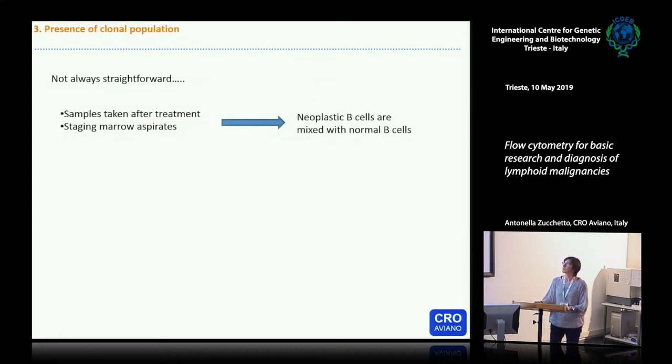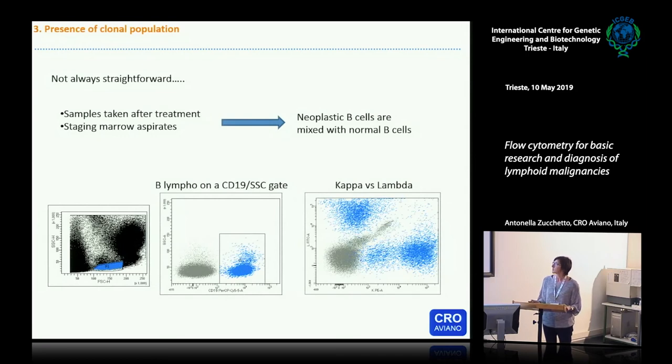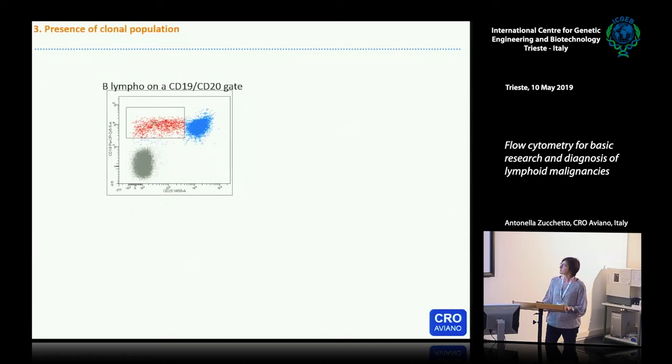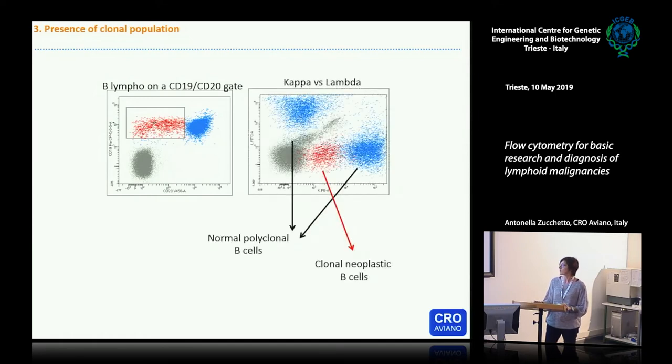It's not always so straightforward, because sometimes neoplastic B cells are mixed with normal B cells, for example, in samples taken after treatment or on the staging of marrow aspirates. So, for example, here we have a CD19 gated cell. We have both lambda and kappa. We cannot understand if something is wrong. But if we add again this marker, CD20, we see that there is a population that expresses a lower level of CD20 and is CD19 positive, and this is the clonal population that expresses, in this case, kappa. The residual normal B cells have the common ratio of kappa and lambda.